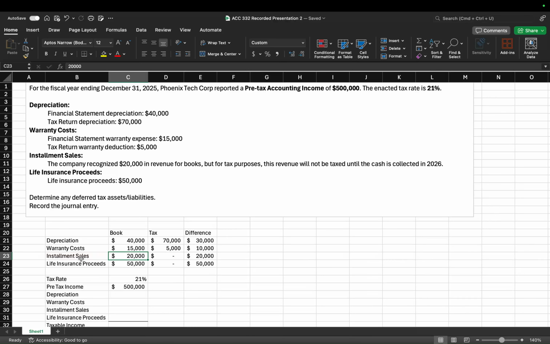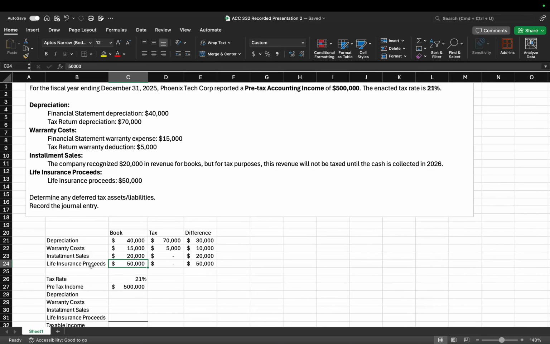For installment sales, this creates another deferred tax liability because the company recognized $20,000 in revenue for books, but for tax purposes, this revenue will not be taxed until the cash is collected in 2026. So again, this is like that cash basis I was talking about. As of right now, the company cannot be taxed on this $20,000 because they don't have it. They haven't collected $20,000. This is just revenue. But once they do get the $20,000 in 2026, well, now they have the money. They need to pay the tax on it. That's that reversing effect. The next year it reverses because they have the cash, and now the tax is owed.